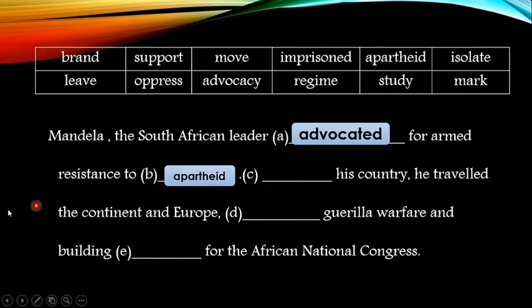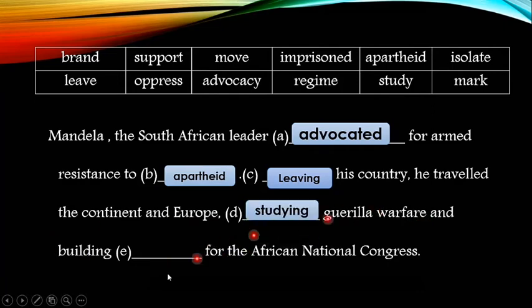Dash his countrymen, he traveled to the continent and Europe. He dash his continent. It looks something like a simple sentence, and here we are going to take a non-finite verb. And what kind of verb? What did he do with his countrymen? He leave. So leaving his countrymen. Leaving his countrymen, he traveled the continent to bring support definitely for his nation. The continent and Europe dash guerrilla warfare and building dash. Studying guerrilla warfare and building support for the African National Congress.